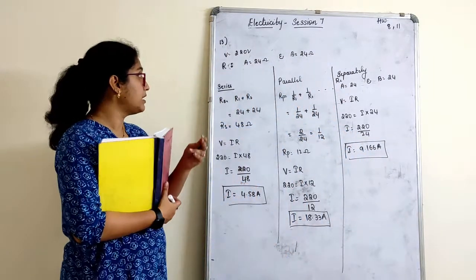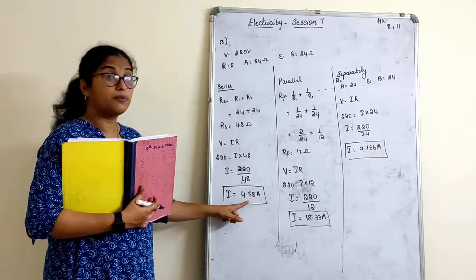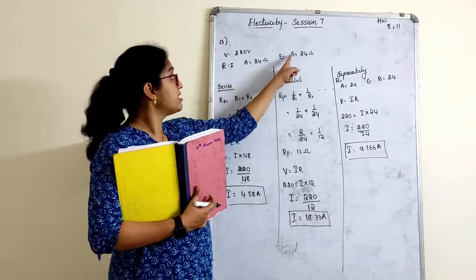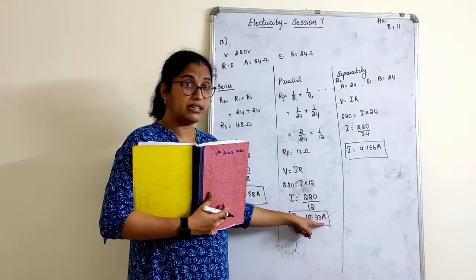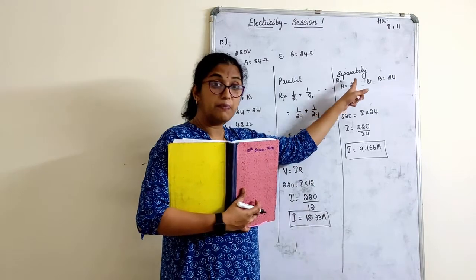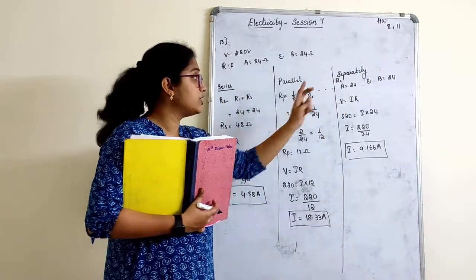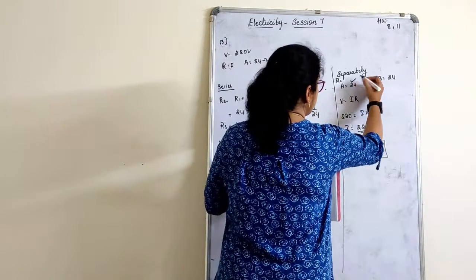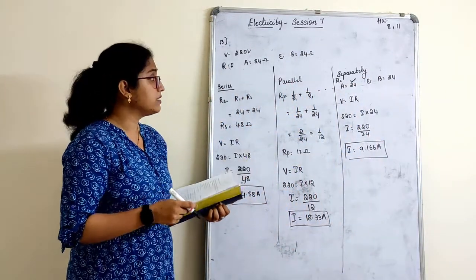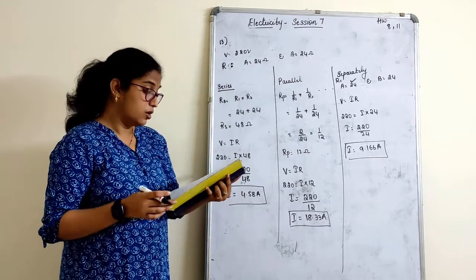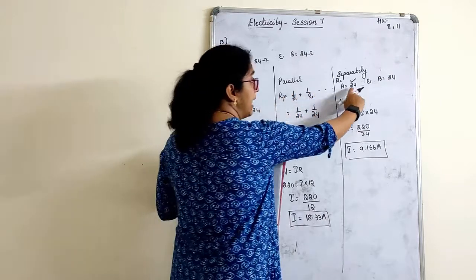So the current flowing in the circuit when these two resistors are connected in series is 4.58 amperes. When these two resistors are connected in parallel, the current flowing is 18.33 amperes. When we connect separately, 24 ohms or 24 ohms, I can choose any one. I have only chosen one. This as well as this will come up to 9.166 amperes. So you need not add them together.